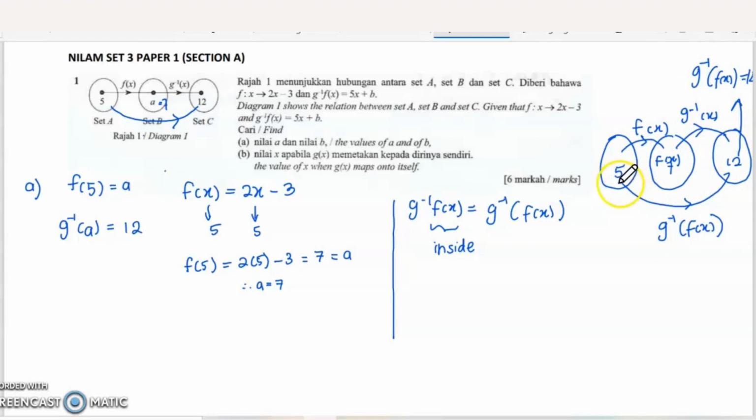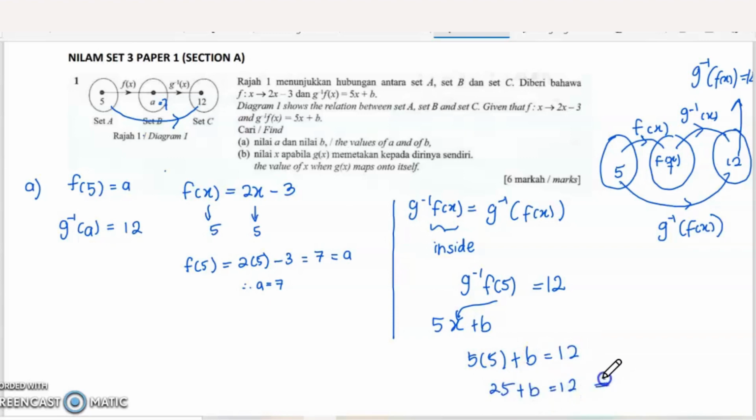So maksudnya daripada sini, the arrow from f(x) to the last image, the last column in here, is g inverse f(x). From this arrow diagram, we can put the object 5 and it will equate to 12. So we take the composite function 5x plus b, and then we substitute 5 into x. So 5 times 5 plus b equal to 12, and then 25 plus b equal to 12. So b is equal to 12 minus 25.